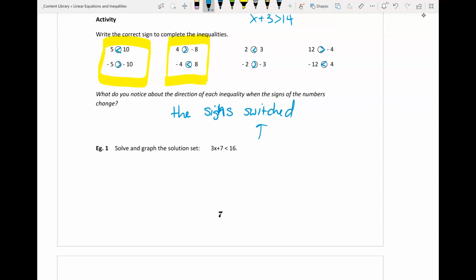Okay, so I want to get x by itself. I'm going to subtract 7 on both sides. 16 minus 7 is 9. Then I'm going to divide both sides by 3, and that's a positive 3, so I don't need to switch my inequality sign. So my final answer is x is smaller than 3. We also need to graph this solution.